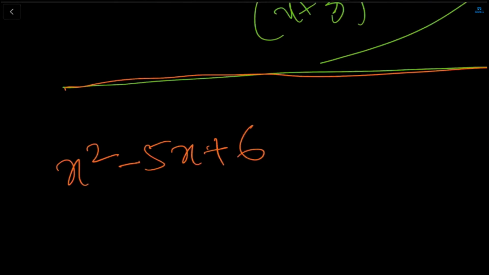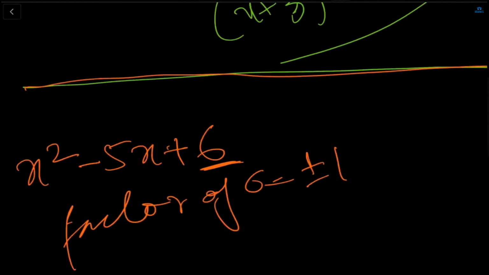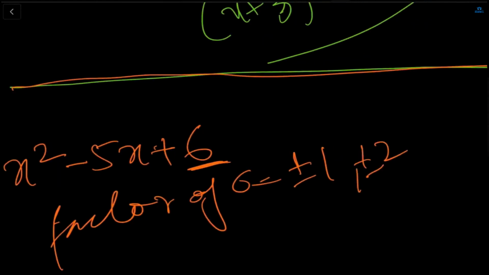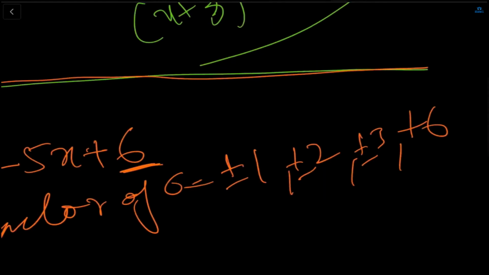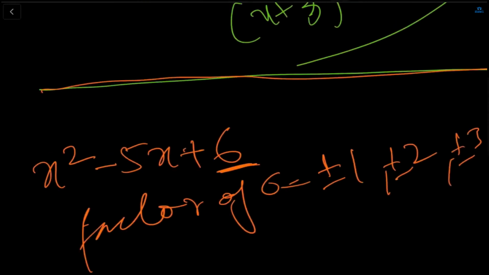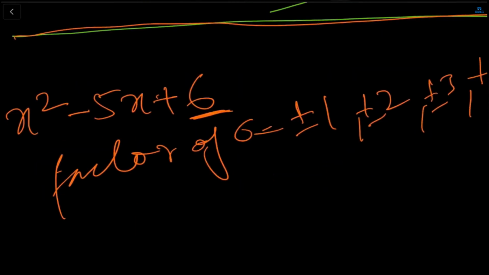We'll just see the constant term, that is 6, and the factors of 6 are plus minus 1, plus minus 2, plus minus 3, and plus minus 6. In fact, plus 1 and minus 1 are both factors of 1. Now you have to check one by one which among these will give p(x) equal to 0.